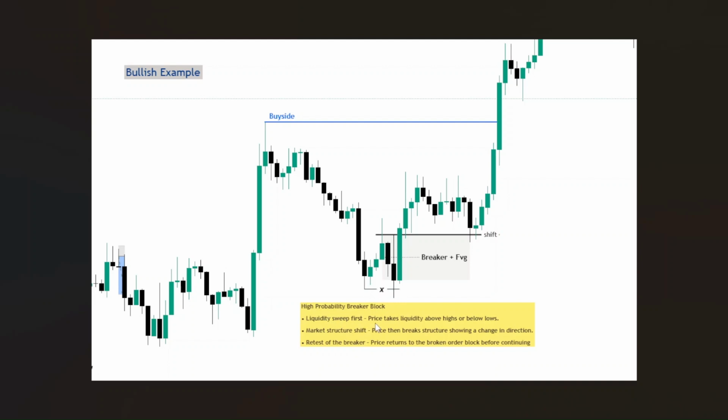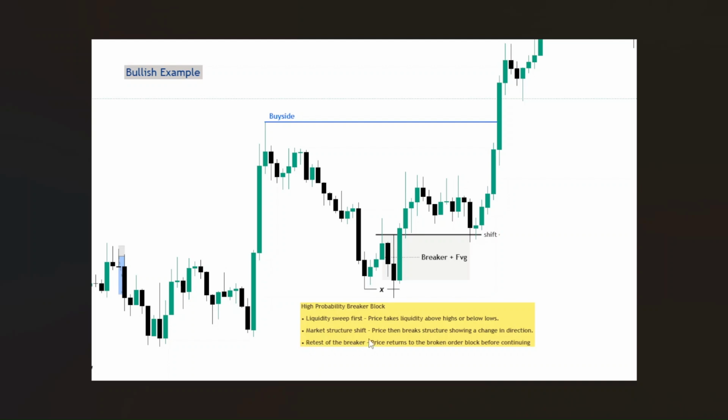The next thing you want to see is, okay, let me read this for you guys. Price takes liquidity above highs or below lows. This is a low, so price takes out liquidity below the lows. And then after that, you want to see a market structure shift, right? You want to see price breaking structure, showing a change in direction. So you see a liquidity sweep, you see a displacement. This is a certain high right here, market shift. So you want to see price displace and break above a high.